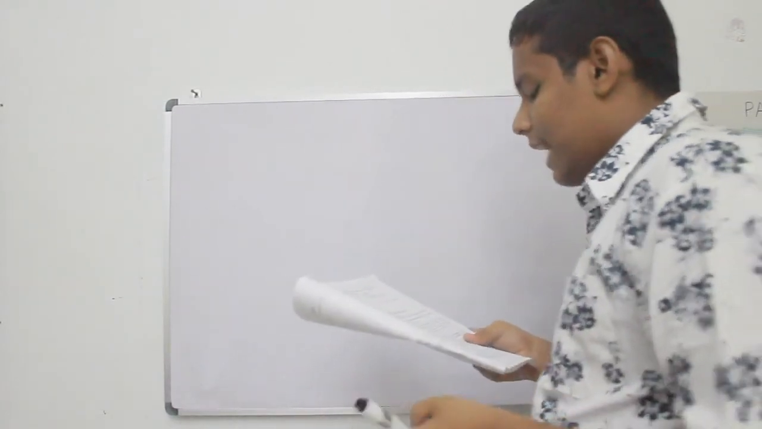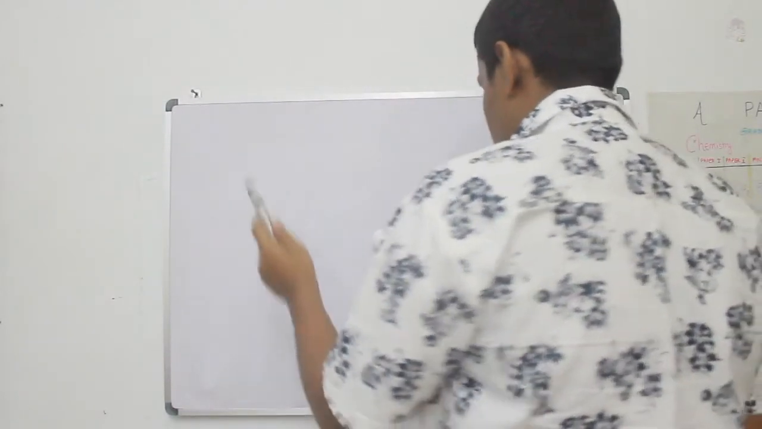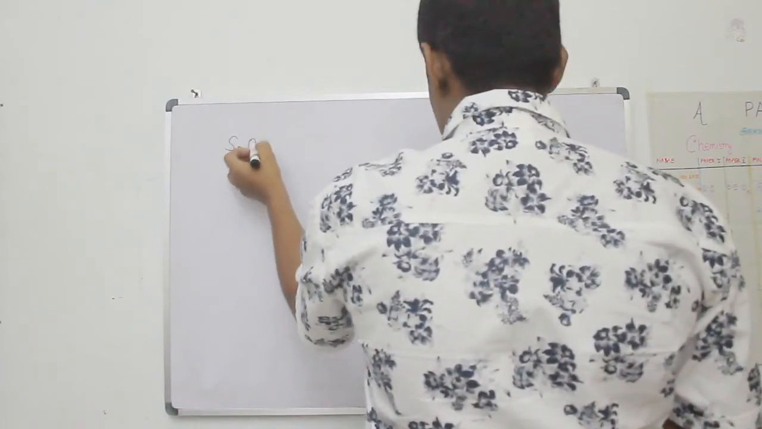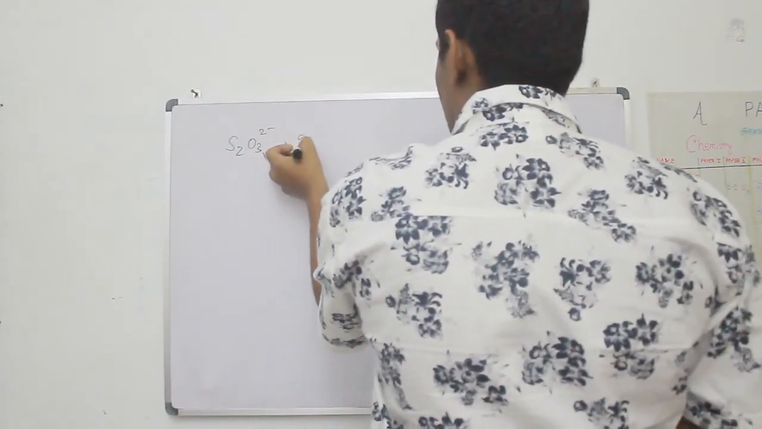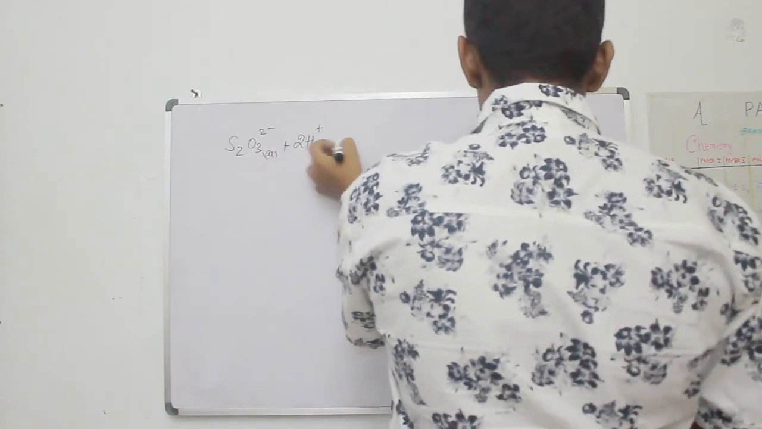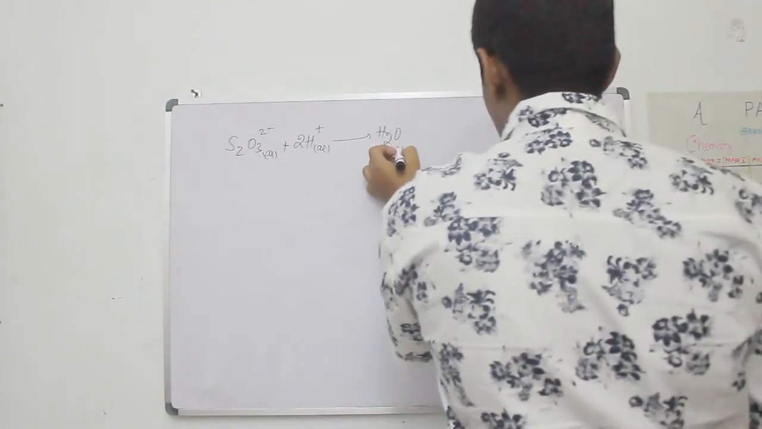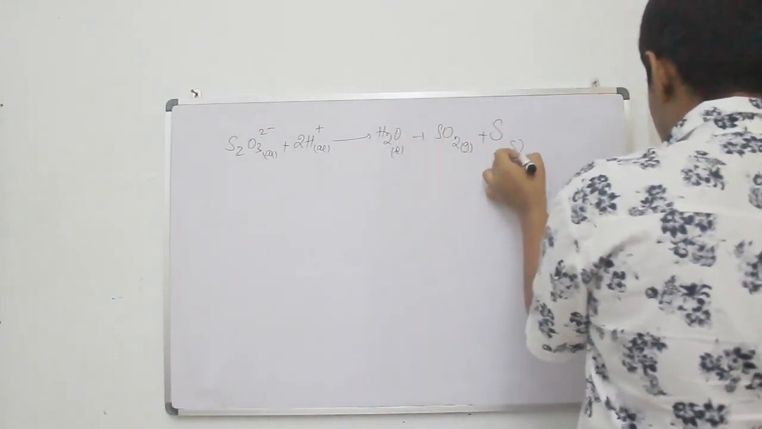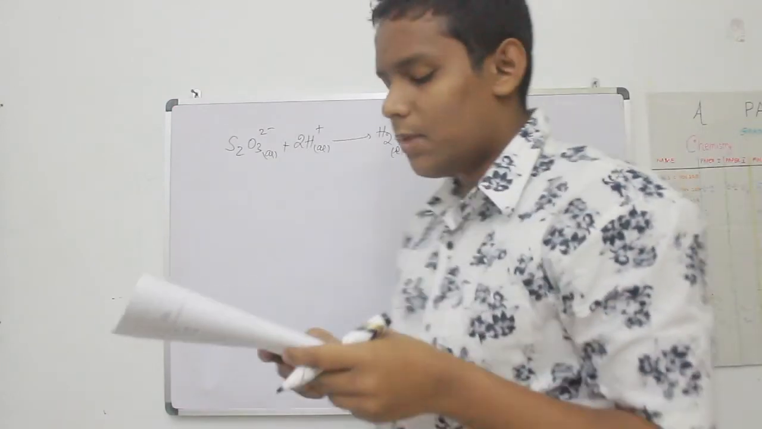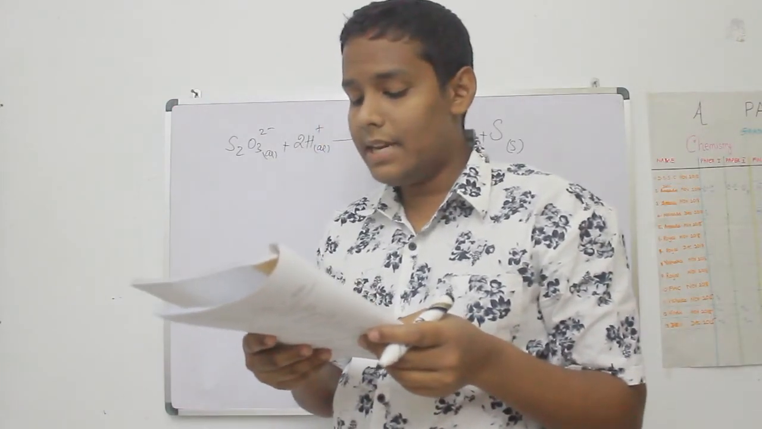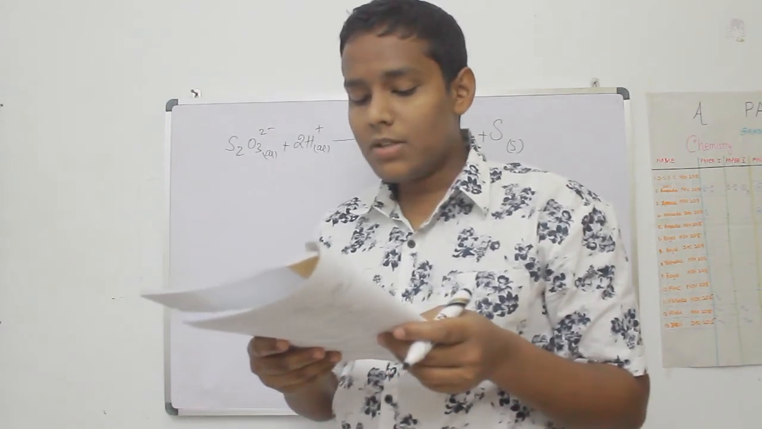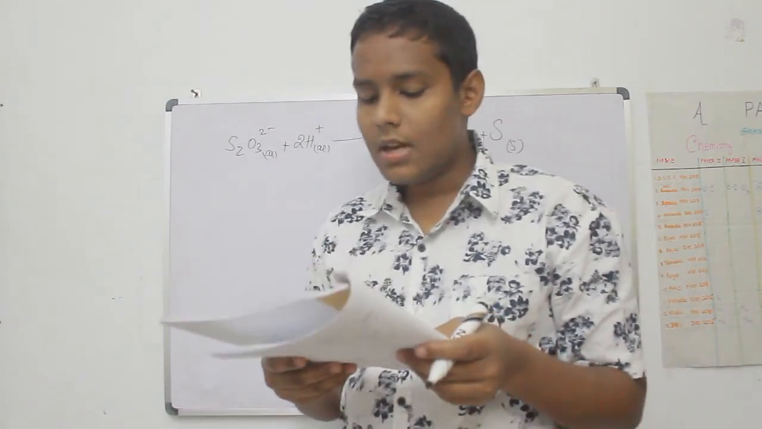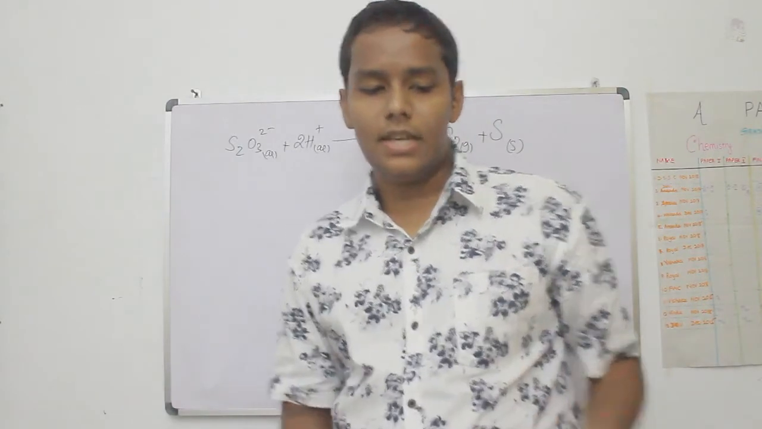Okay, 30, it's to do with rates. An experiment was carried out to find the order with respect to S2O3 2- of the reaction S2O3 2-(aq) + 2H+(aq) giving H2O(l) plus SO2(g) plus S(s). The initial rate of the reaction was measured by adding different volumes of 1 mol per cubic decimeter S2O3 2- in a solution of an acid. H+ concentration of the reaction mixture was kept constant, but the total volume V was allowed to vary. Which of the following relations regarding the initial rate of the reaction is correct?